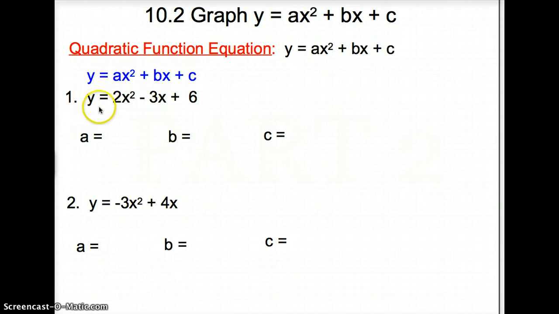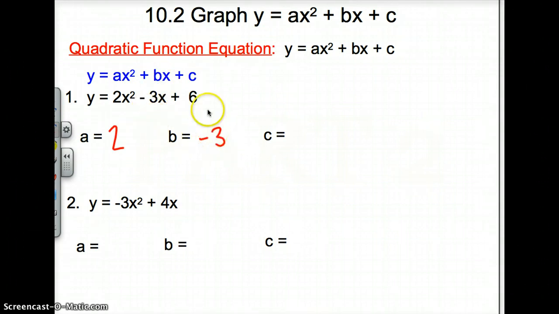So we're going to start with number 1, where y equals 2x squared minus 3x plus 6, where our 2 is the a, because the 2 is attached to the x squared, and so is the a. So the a is 2. Our b is attached to our x. So our b here is negative 3, and finally our c is our 6.